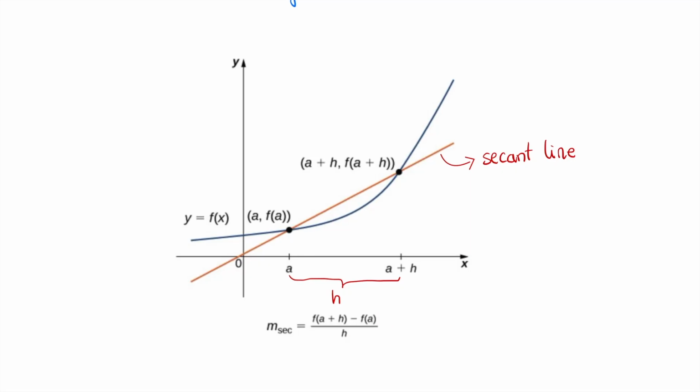Now imagine making h smaller and smaller. That means the second point is moving closer and closer to the first point. As this happens, the secant line begins to look more and more like a tangent line. And that idea is what leads us to the derivative, which gives us the slope of the curve at exactly 1 point.